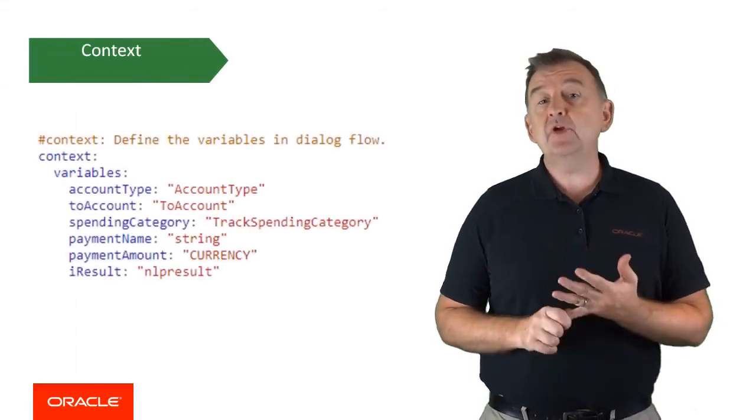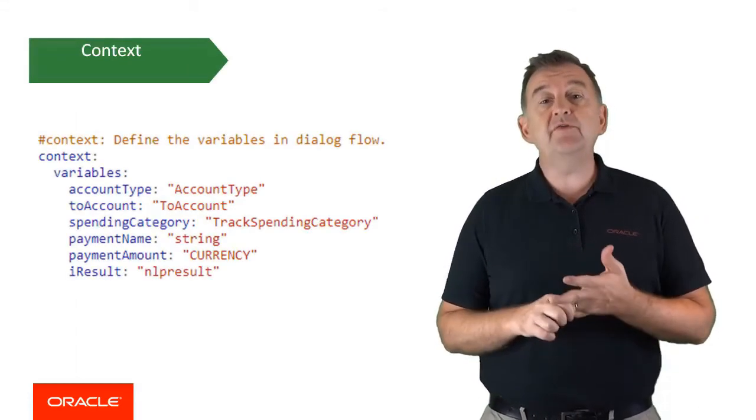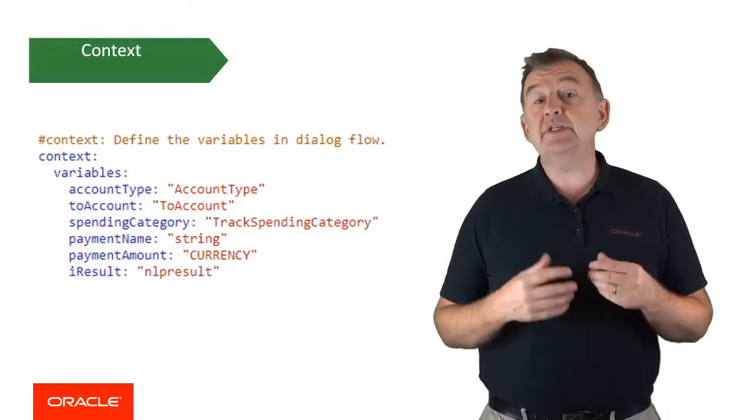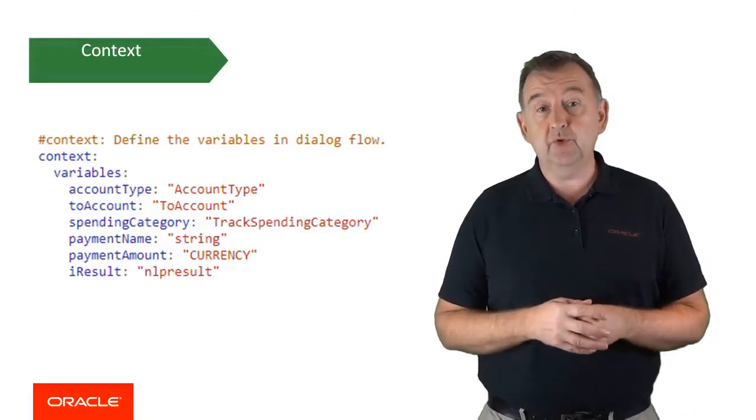Okay, so let's drill in with a little more detail. I mentioned that the second section of the dialogue flow is the context section. So let's take a look at that more closely. The context provides a global variable scope for the bot. So within the context definition is where you define the variables for your bot. They have a global scope in your bot and they're accessible throughout your dialogue flow.